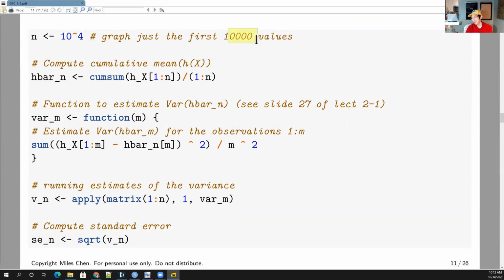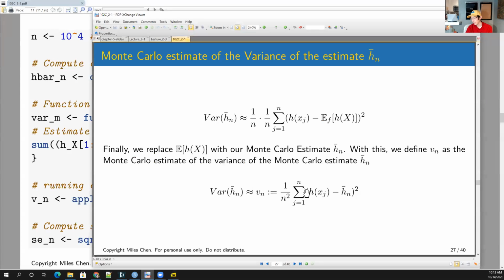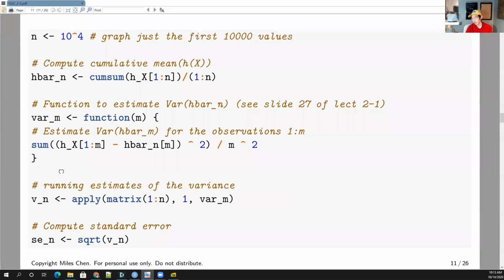Well, it got too big, or there's just too many values if I did the full 100,000. So I just did 10,000. I'm just going to look at the first 10,000 values and calculate the cumulative mean. So this is going to be a vector of 10,000. The first will be just the first value, and then the next value will be the average of the first 2, and then the next value will be the average of the first 3. The next value will be the average of the first 4, and so on and so forth. And similarly, I'm going to calculate the running variance, using this, but I'm going to compute it for j equals 1, j equals 2, j equals 3, all the way up to 10,000.